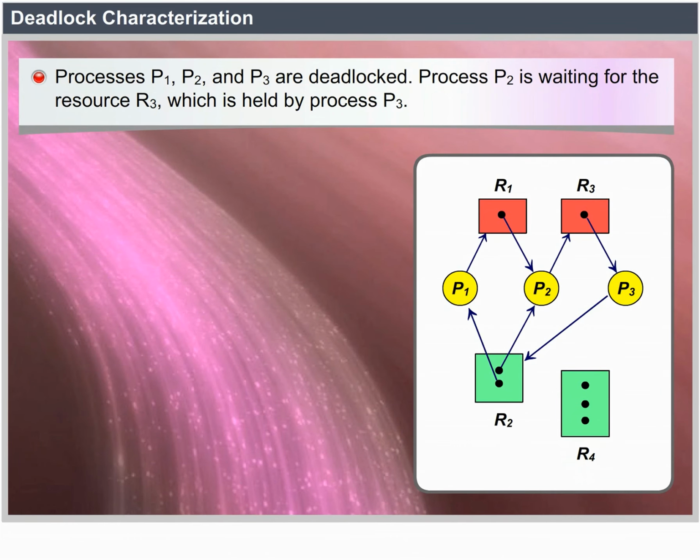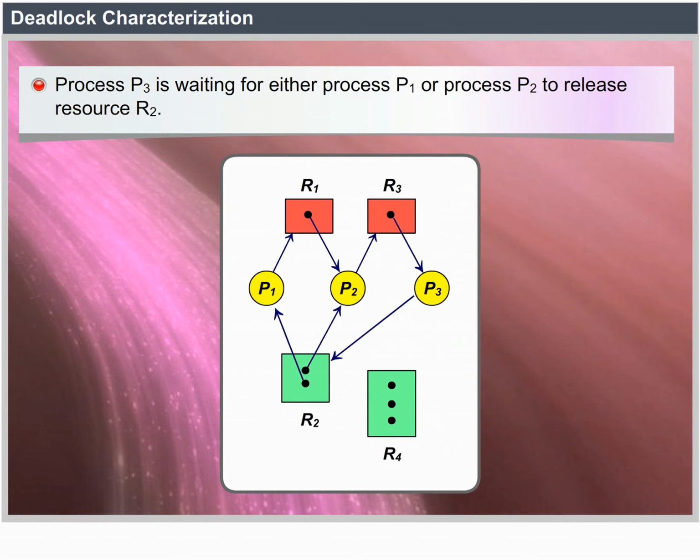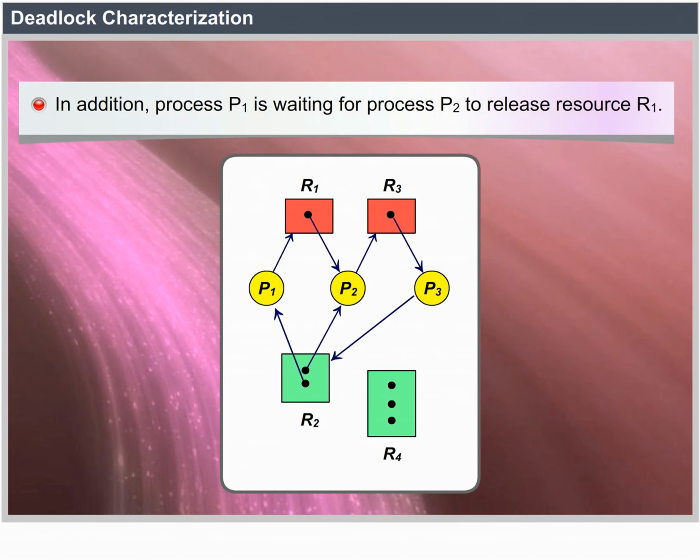Process P2 is waiting for the resource R3, which is held by process P3. Process P3 is waiting for either process P1 or process P2 to release resource R2. In addition, process P1 is waiting for process P2 to release resource R1.